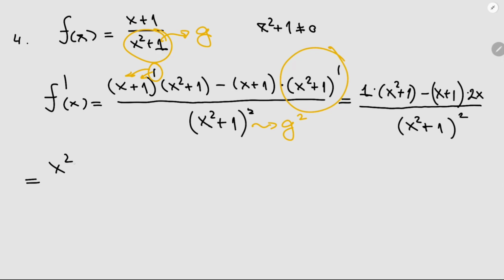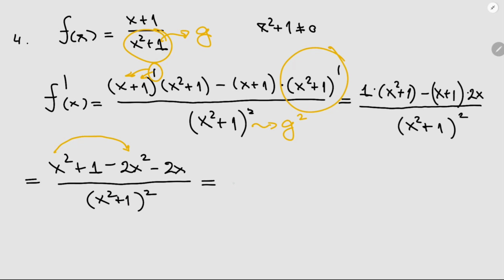So I have x squared plus 1 minus 2x squared minus 2x. I distributed the 2x over the x plus 1 in the parentheses. So subtracting an x squared, oh, I forgot to place the denominator, sorry. So therefore subtracting an x squared gives us minus x squared minus 2x plus 1 over x squared plus 1 squared. And this is the derivative of f.